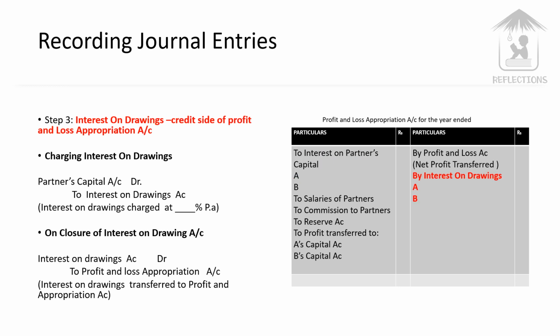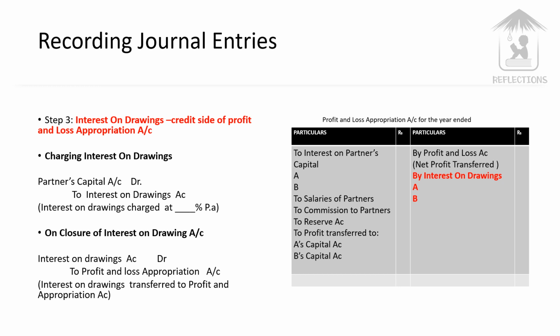Next is interest on drawings. The partner has withdrawn some amount of profit from the firm. So we recorded it as drawings. If the firm is going to charge any interest on that drawings, it becomes an income to the firm. Income to the profit and loss appropriation. So we need to credit the profit and loss appropriation account.